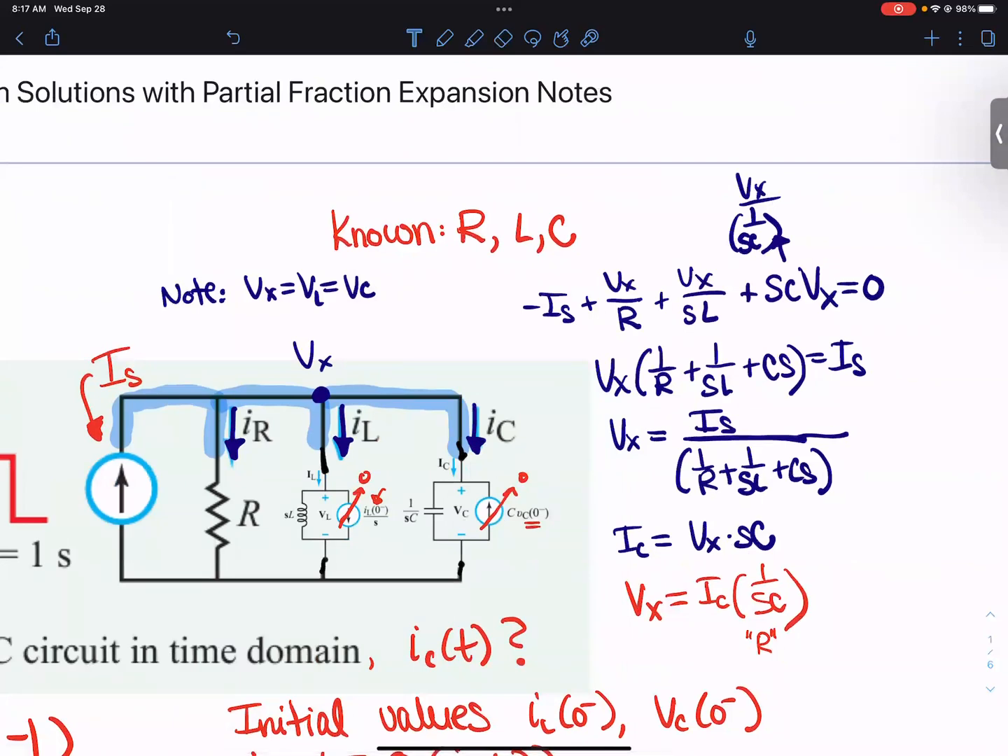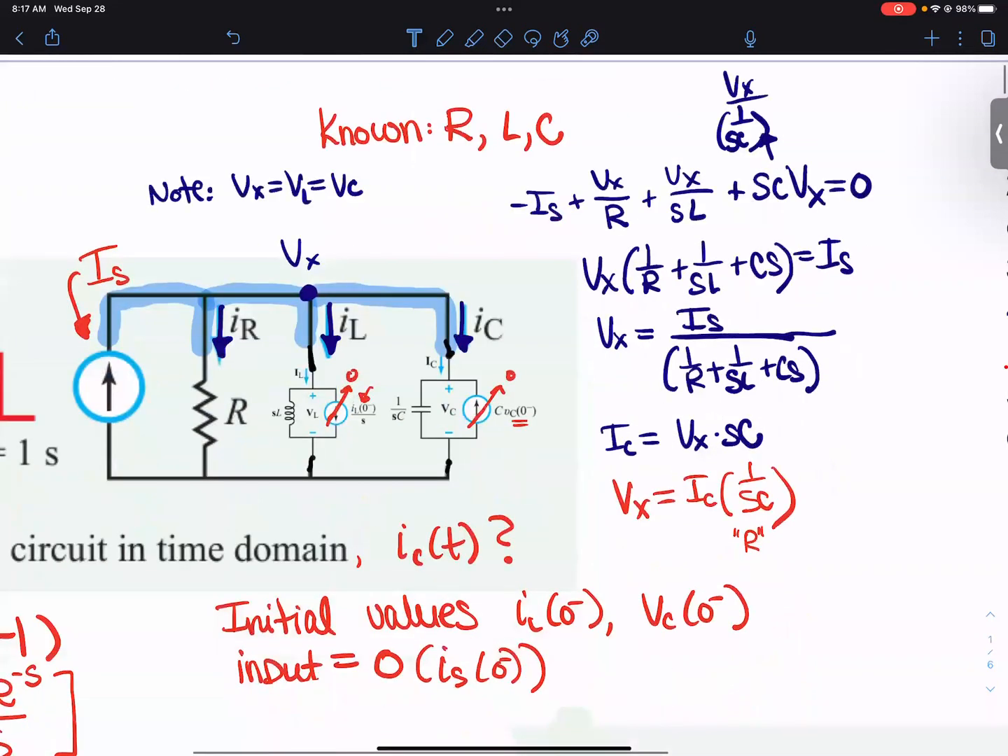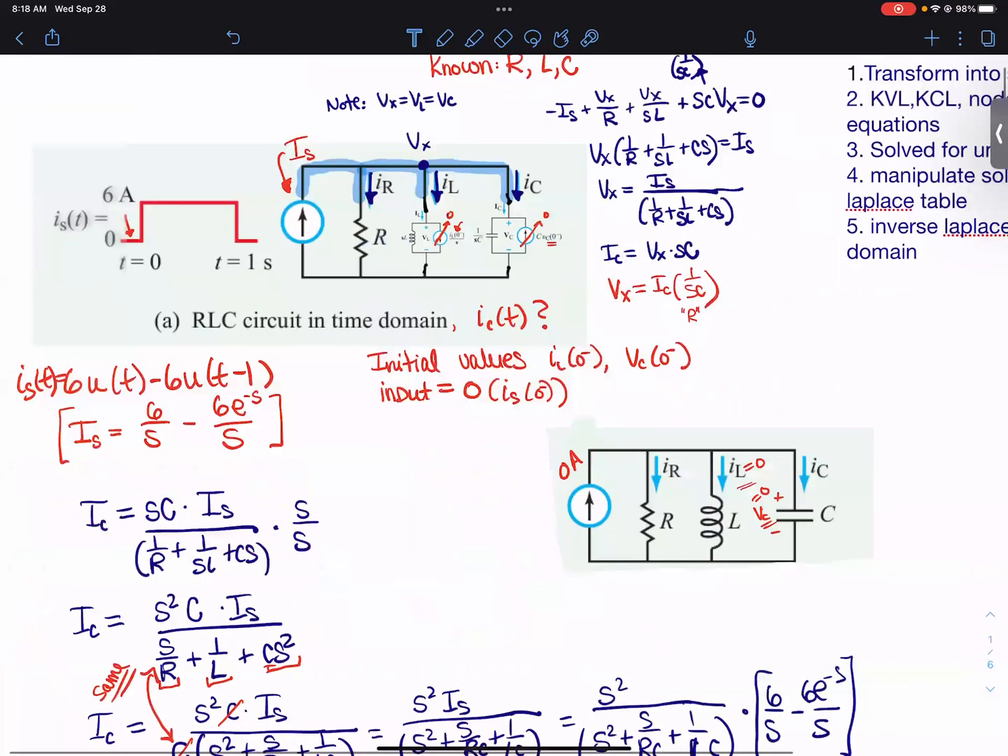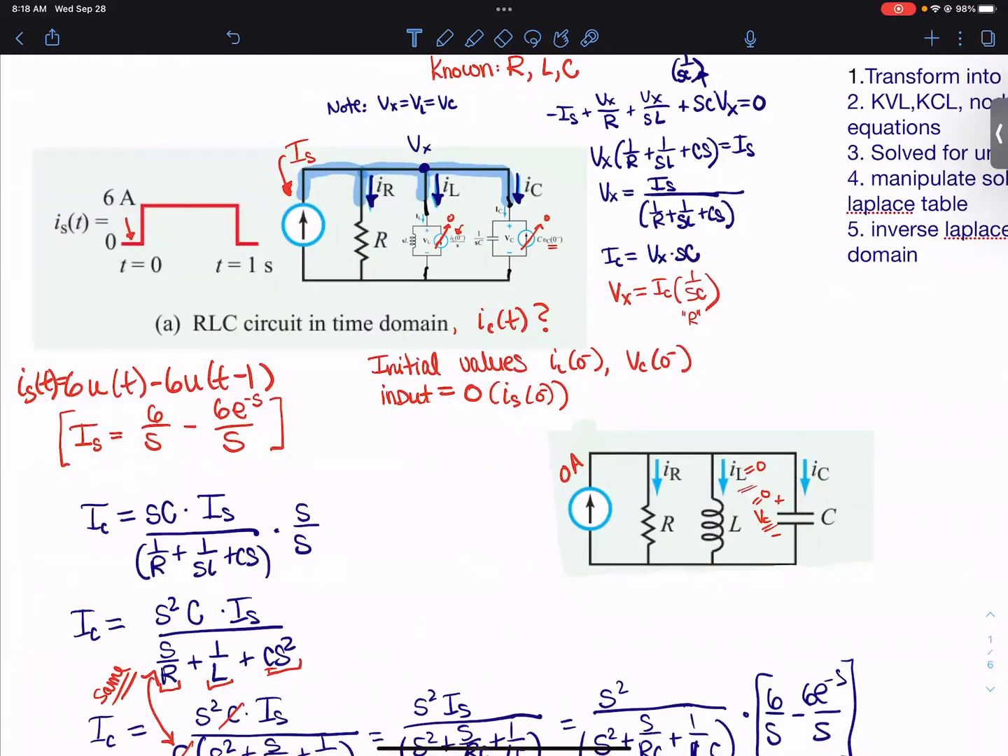So we had minus IS plus Vx over R plus Vx over SL plus SC Vx, which was Vx over 1 over SC. And then we solved for Vx, and then we saw that IC was V, or you can say that Vx was IR, and the R in this case is 1 over SC. So then that means IC is Vx times SC. So that was where that came from. And then now we plugged in the equation for Vx here.